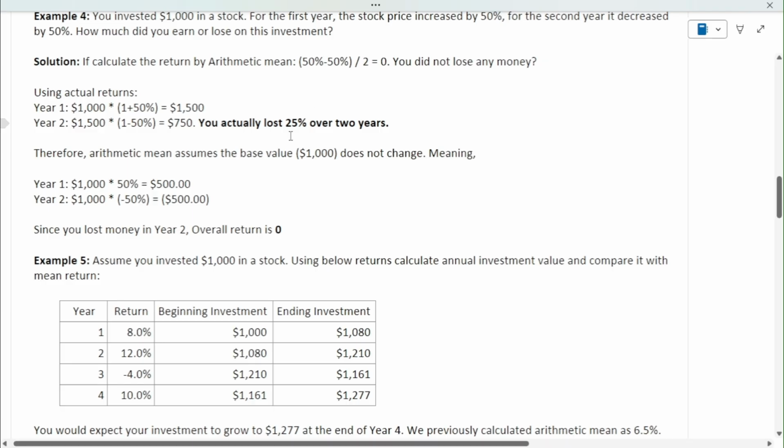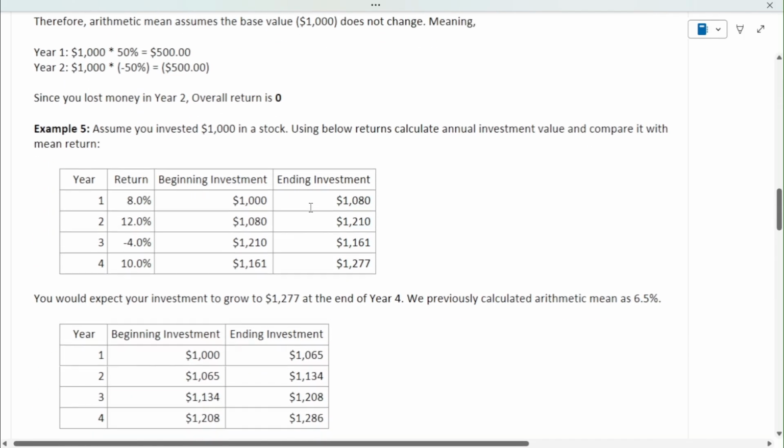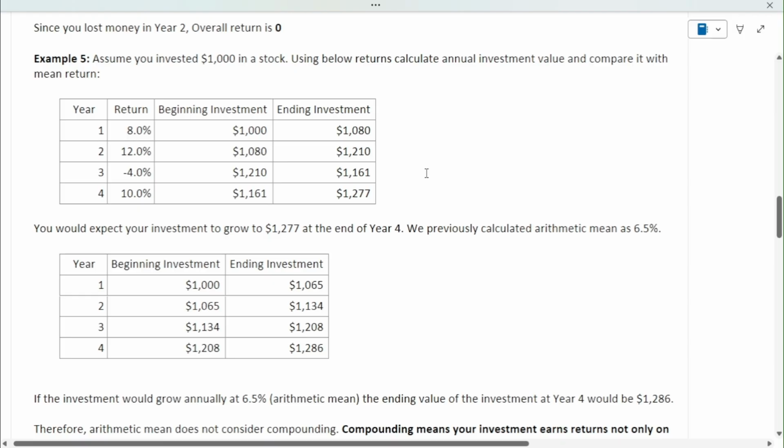But arithmetic mean told us that we actually didn't lose or make any money. As you can see here, arithmetic mean assumes that the base amount, which is $1,000, does not change from year to year. If we multiply $1,000 with 50%, we end up with $500. And if we multiply $1,000 in year 2 with minus 50%, which was our return in the second year, we end up with minus $500. So when we sum them up, it shows zero, meaning that we did not lose any money. However, as we saw, by using the actual returns, we actually lost money. Therefore, arithmetic mean has a limitation.